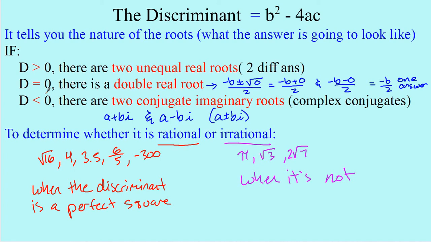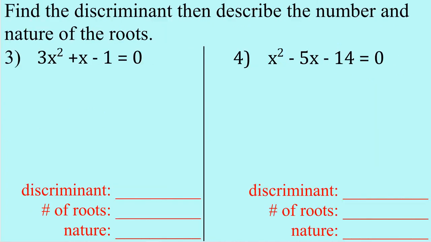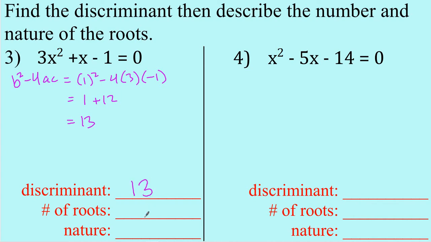Okay, so again, I'm going to do some examples with you. All right, let's make a little more sense with it. Oops, sorry. So here, let's do number 3. So the discriminant is just b squared minus 4ac. So in this case, it would be 1 squared minus 4 times 3 times negative 1. So 1 plus 12, so it would be 13. So the discriminant is 13.